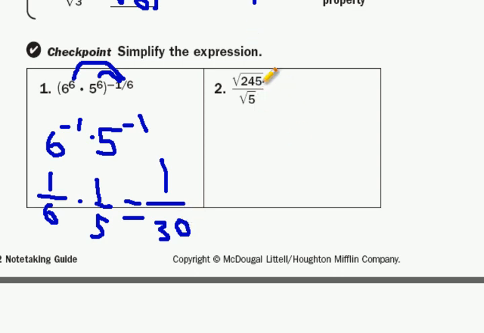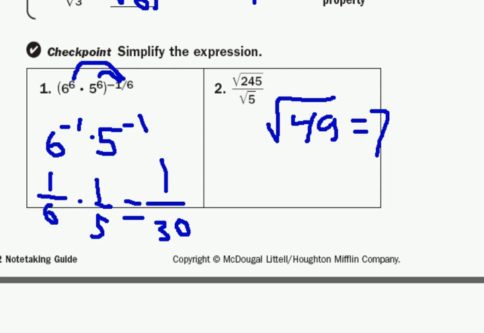And on this one, I can do 245 divided by 5, which is going to give me, I think, the square root of 49. And the square root of 49 equals 7. I will tell you this. I know some of us are putting that on the calculator and coming up with those right answers. That's good.